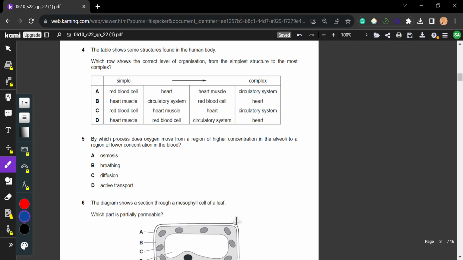Yes. Let's move on to question number 4. The table shows some structures found in the human body. Which row shows the correct level of organization from the simplest structure to the most complex? Okay. So the basic functional and structural unit of an organism is termed a cell. That's a definition you should know. So we know that it's not heart muscle because it's a collection of tissues, right? It's not heart muscle again. So it has to be red blood cell. It has to be either option A or option C. Now there's heart. Heart is an organ and heart muscle will become this tissue. So our correct option will be C.